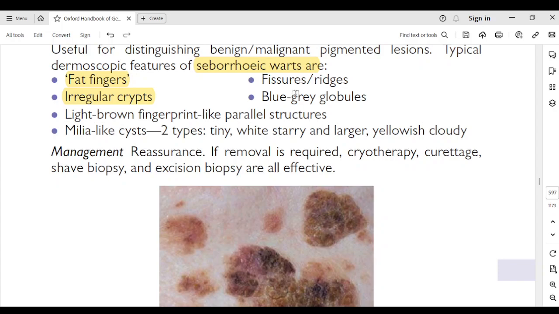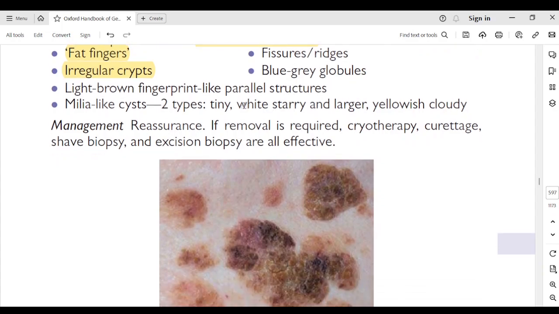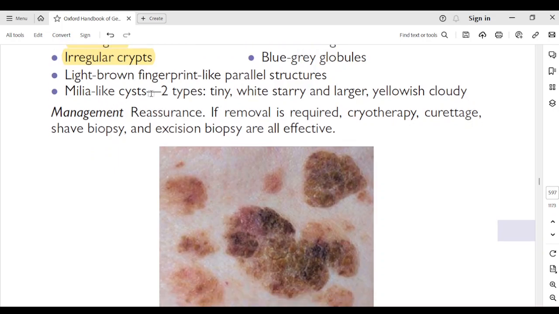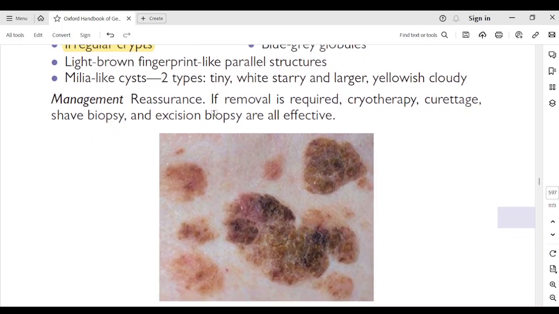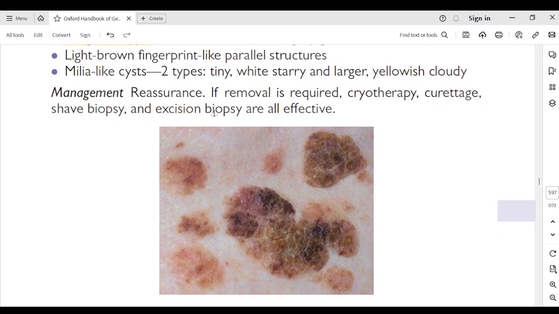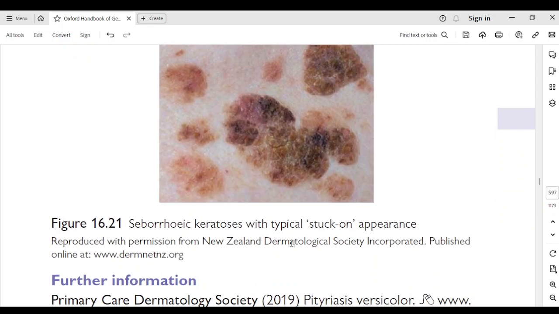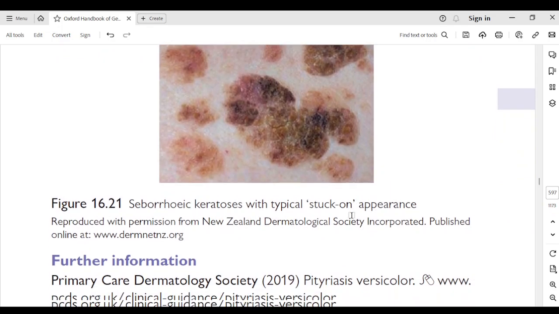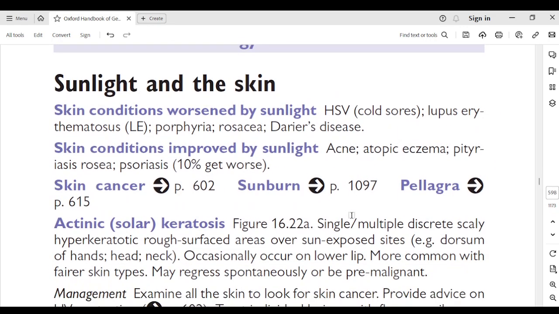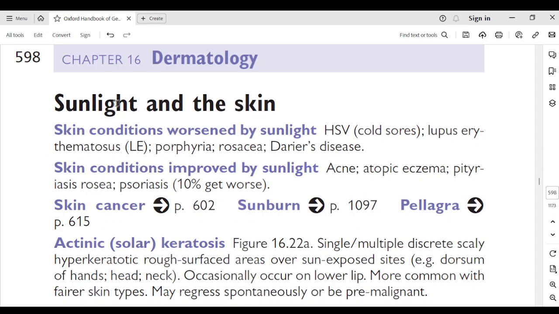Fissures, ridges, blue-gray globules, irregular crypts, light brown fingerprint-like parallel structures, milia-like cysts. 2 types: tiny, white, starry, and larger, yellow, cloudy. Management of seborrheic keratosis. Reassurance: if removal is required, cryotherapy, curettage, shave biopsy or excision biopsy are all effective. Seborrheic keratosis with typical stuck-on appearance. For further information, you can check the website. Page number 598.